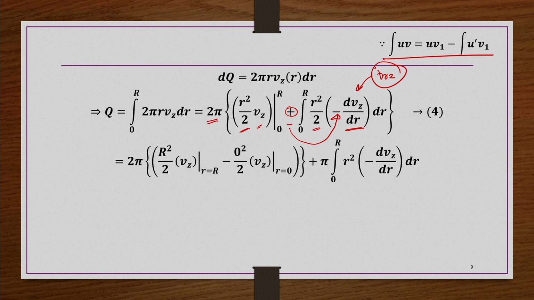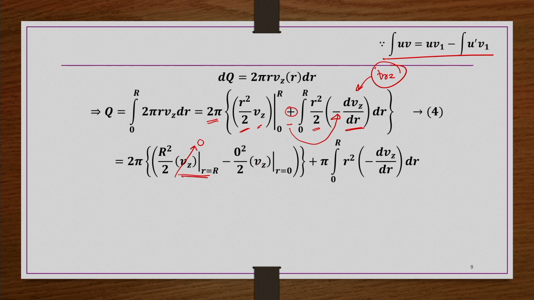Then we see the first expression is capital R square by 2 times Vz at r equals capital R. r equals capital R is nothing but the tube wall. At the tube wall the velocity is anyway 0 because of the no slip condition, and then minus the term at the center, r equals 0.